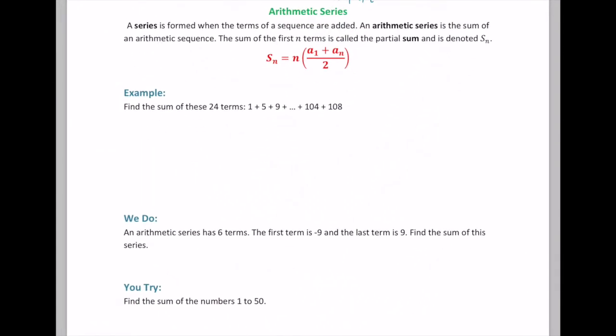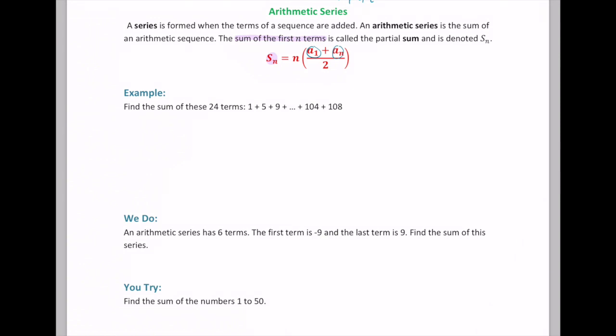All right, an arithmetic series is the sum of an arithmetic sequence. And the sum of the first n terms is called a partial sum, and we write it as S sub n. So S sub n is the sum of the first n terms. A sub 1, that's still going to be our first term. A sub n, that's the last term in the sequence. And then we're dividing that by 2. So let's see an example of this.